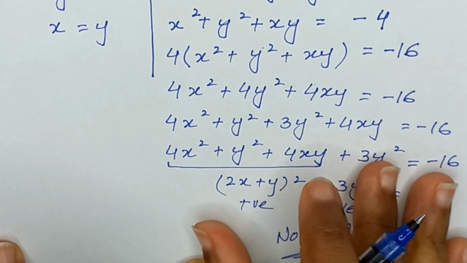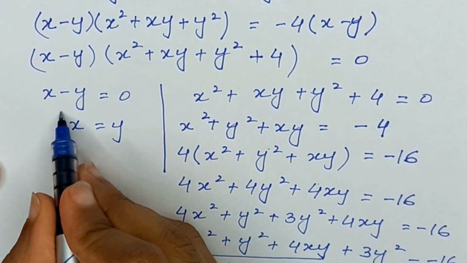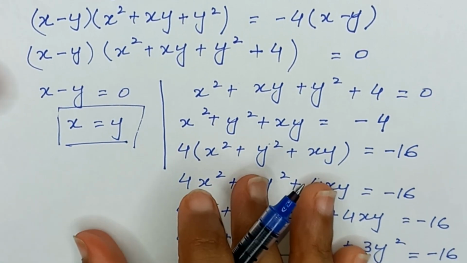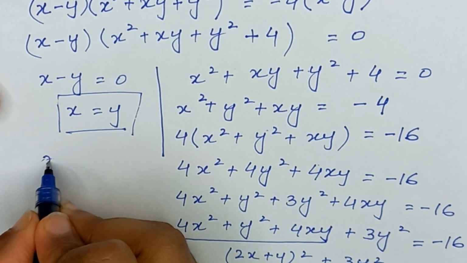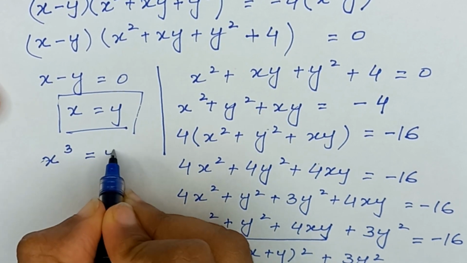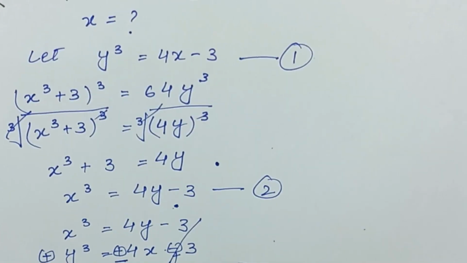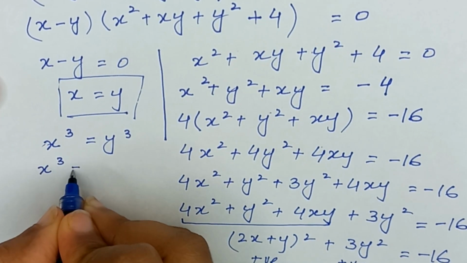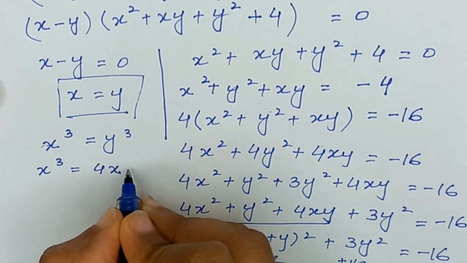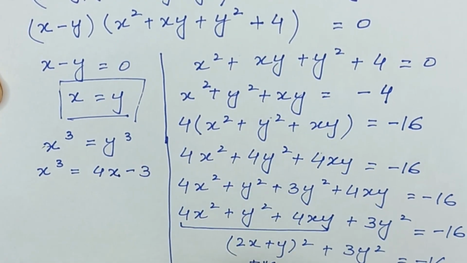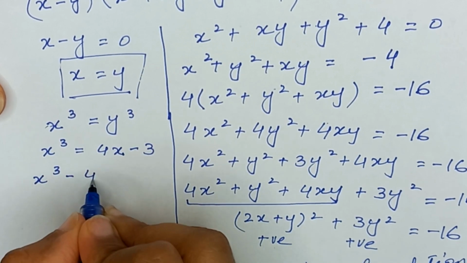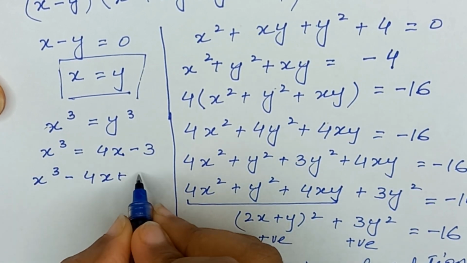Okay, so we will deal with this solution, which is x = y. So if x = y, and if I apply cube on both sides, it will become x³ = y³, and we know that y³ = 4x - 3. So I can write it as x³ = 4x - 3, and it can also be written as x³ - 4x + 3 = 0.